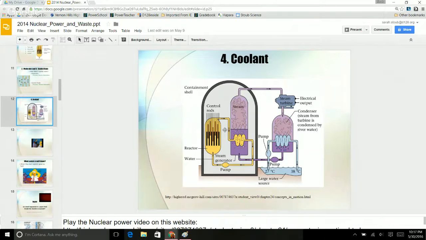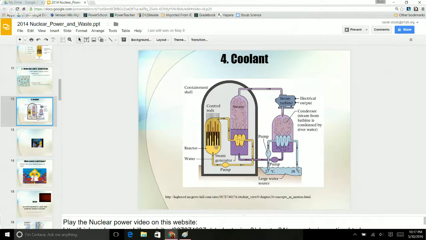So when you want your reactor to work, you take out some of your control rods and you send in some neutrons. You send in a neutron and it gets absorbed by the uranium and breaks it apart. So now you've got fission happening. All the energy from the strong force is being released in the form of heat.